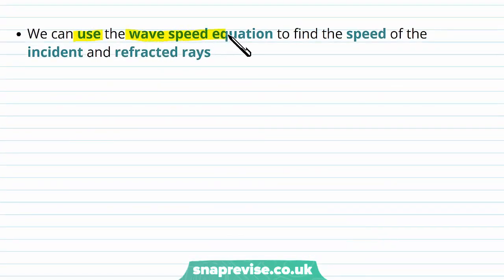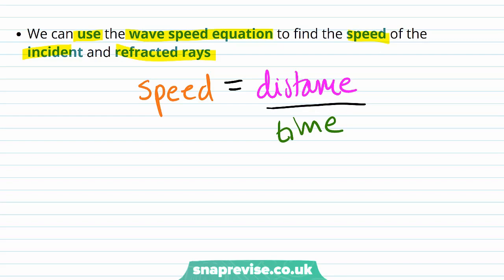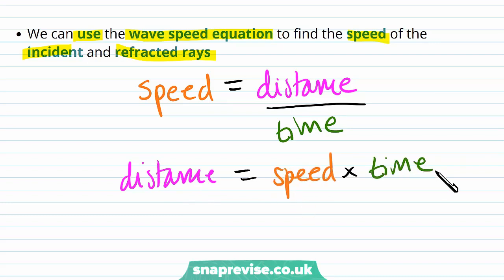We can use the wave speed equation to find the speed of the incident and refracted rays. From the wave speed equation, wave speed is equal to distance travelled divided by time. We can rearrange this equation for distance, so distance is equal to speed times time. That means we can rewrite our distances RQ and PS in terms of that time interval delta t and the wave speed in each of the media.